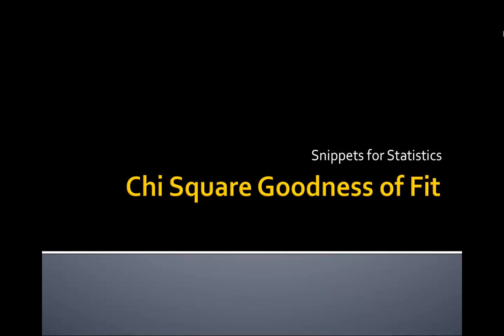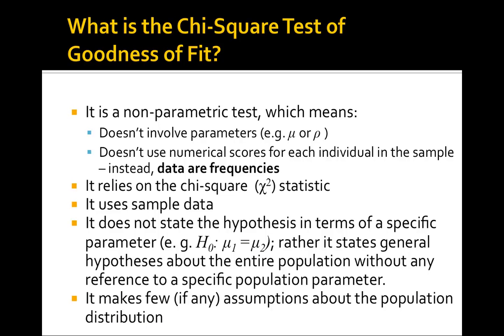Today's lesson is on the chi-square goodness of fit test. So what is the chi-square test of goodness of fit? It's a non-parametric test, and that means it doesn't involve parameters such as mu or rho. It doesn't use numerical scores. We're going to be looking at data as frequencies. It relies on the chi-square statistic.